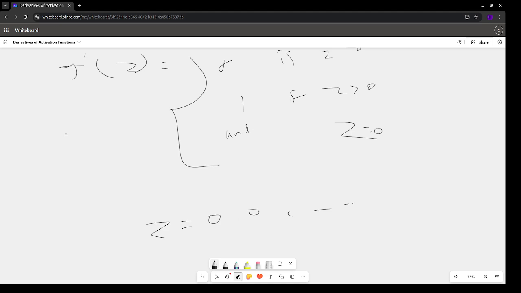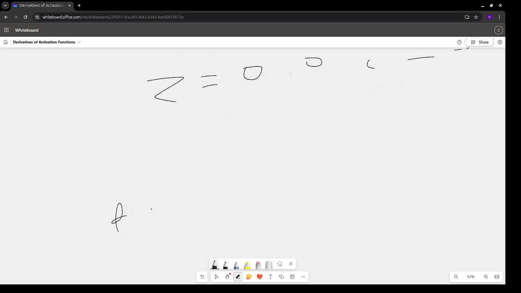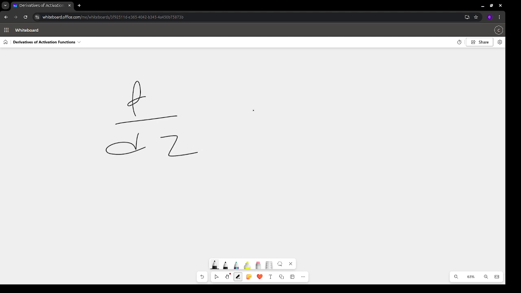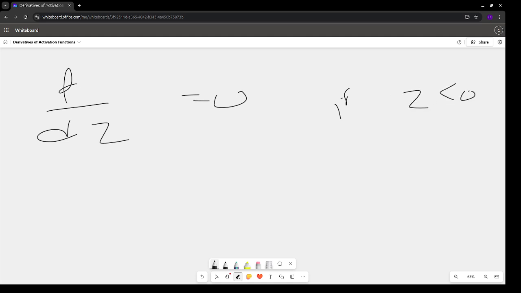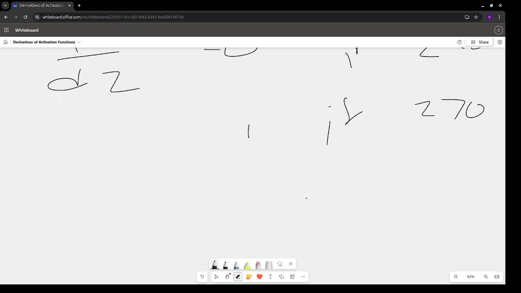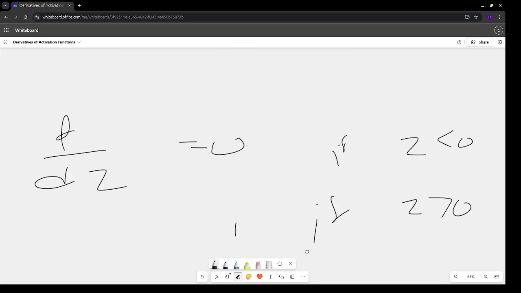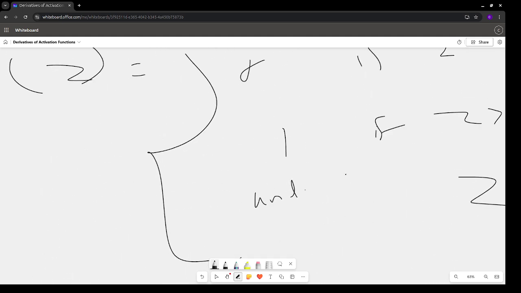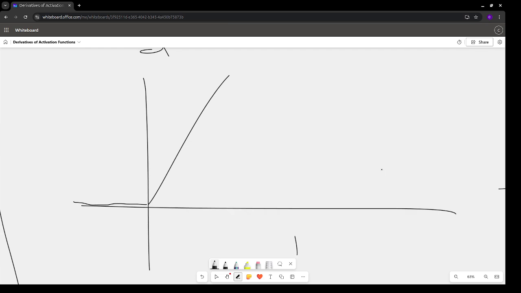So the formula is g prime of z equals 0 if z is less than 0, then 1 if z is greater than 0. This means if you see something less than 0, your value will stay the same, but if you see something more than 0, your value will get bigger. Let's try some examples. If z is really small or negative, let's say negative 0.5, then our slope will be 0. If z is positive, let's say 2, then the slope is 1.